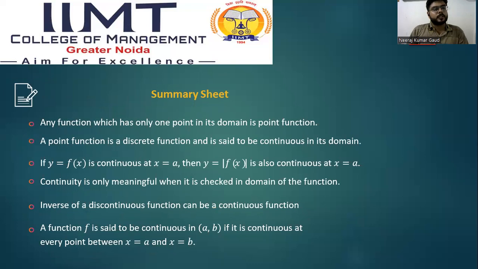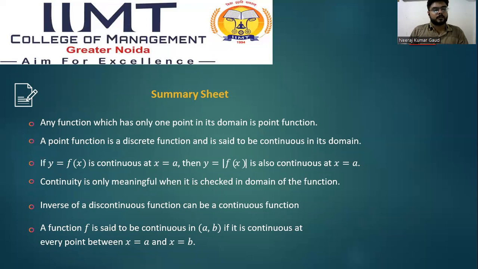Any function which has only one point in its domain is a point function. A point function is a discrete function and is said to be continuous in its domain. If y equal to f(x) is continuous at x equal to a, then y equal to mod f(x) is also continuous at x equal to a. Continuity is only meaningful when it is checked in the domain of a function. Inverse of a discontinuous function can be a continuous function.